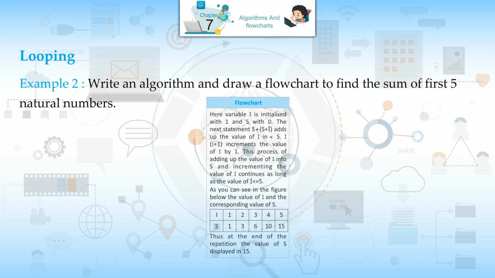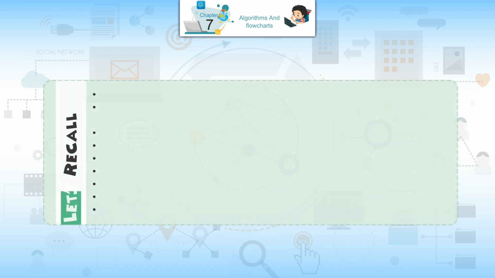The next statement, S plus I, adds the value of I into S. I plus 1 increments the value of I by 1. This process of adding the value of I into S and incrementing the value of I continues as long as the value of I is less than or equal to 5. As you can see in the figure below, the value of I and the corresponding value of S. Thus, at the end of the repetition, the value of S displayed is 15.